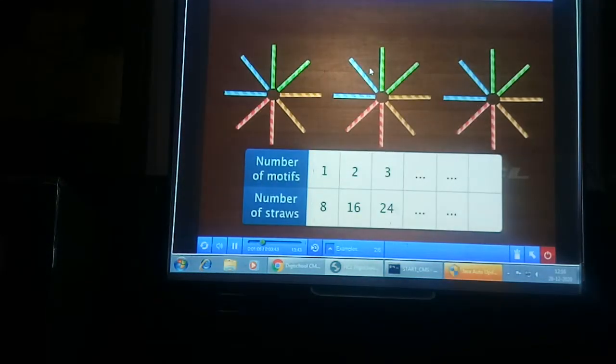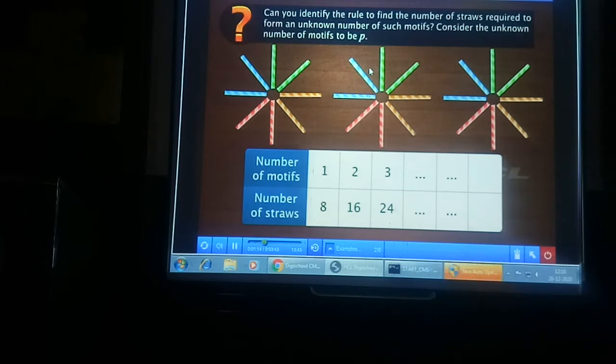Now, observe this table that lists the number of straws used to form each motif in this pattern. Can you identify the rule to find the number of straws required to form an unknown number of such motifs? Consider the unknown number of motifs to be p.